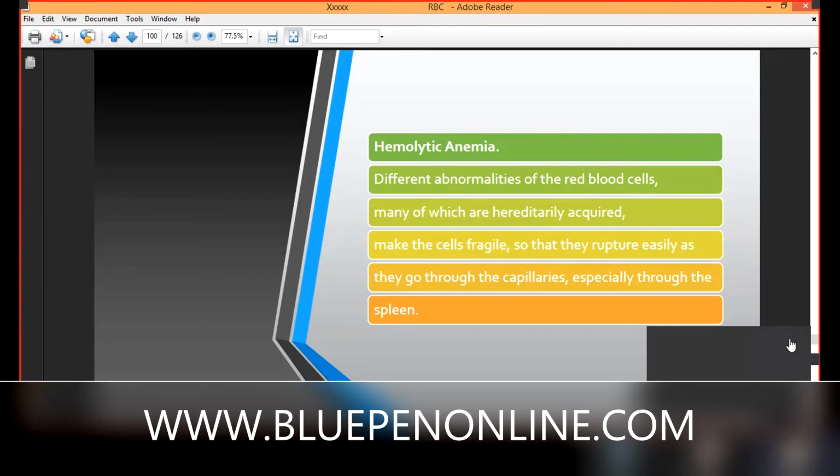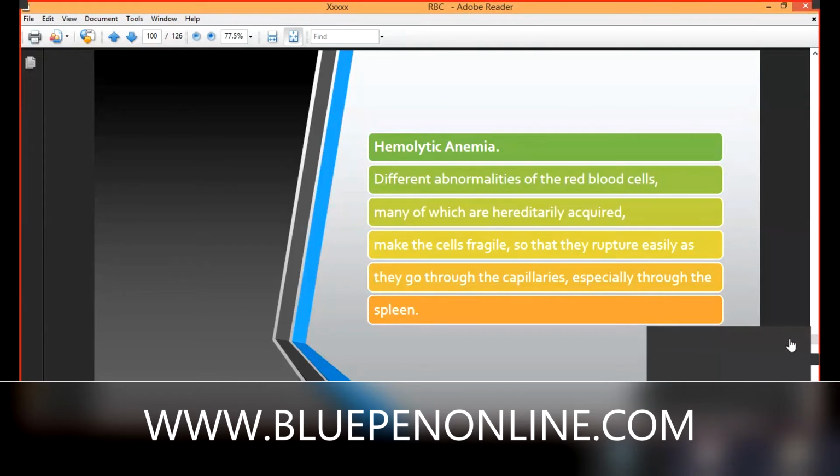So, anemia. Can you define anemia? Anemia is the condition in which there is a decreased amount of red blood cells, so it leads to decreased oxygen-carrying capacity of the blood. And can you classify anemia? First is the morphological classification, and second is the etiological classification, based on origin and cause. In morphological, we have 4 types.